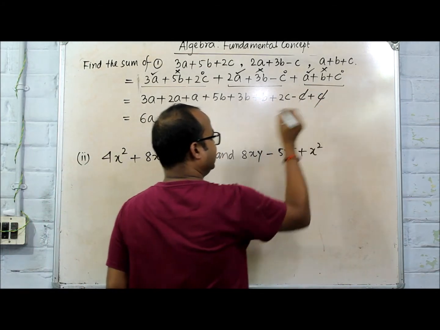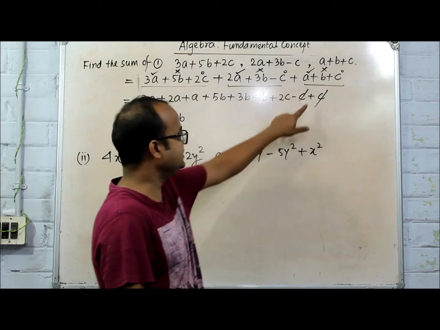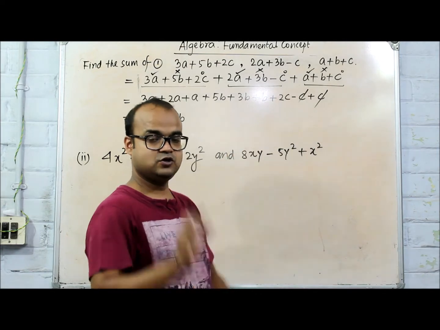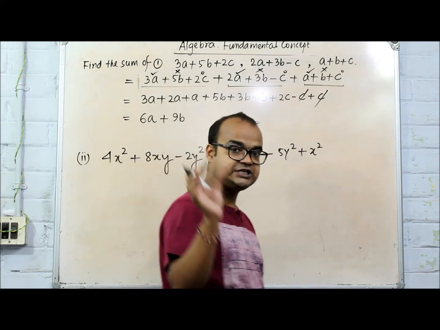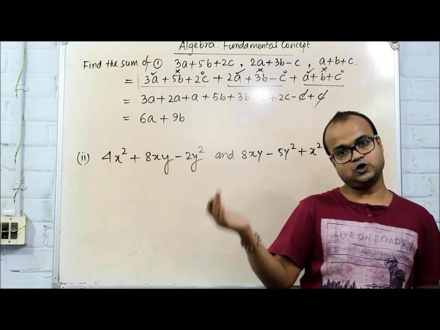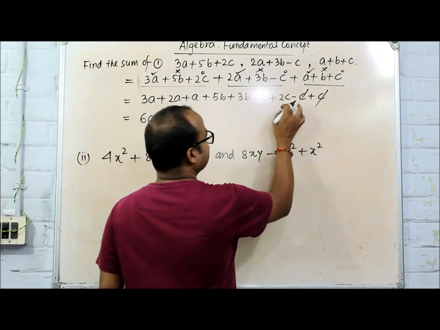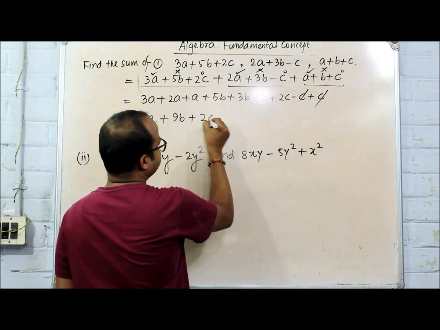Plus and minus c will cancel each other because they are equal and opposite. So whenever numerical coefficients are equal and opposite in sign, you can cancel them directly. So plus 2c.